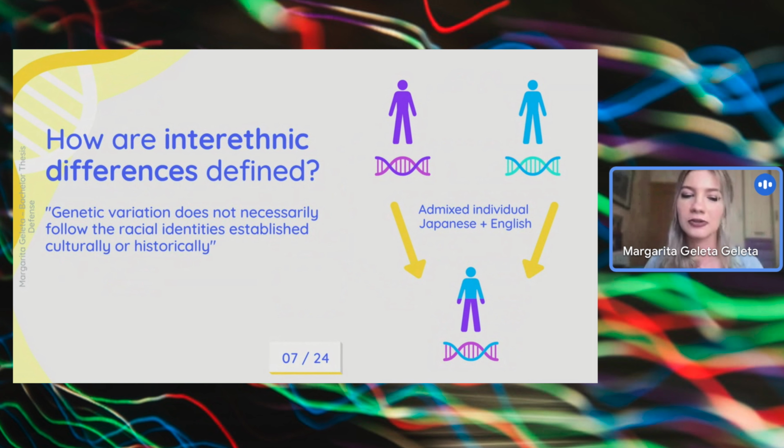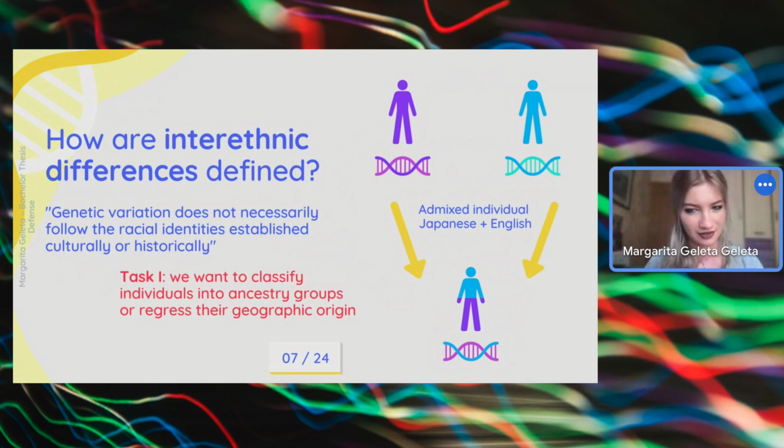We cannot stick to racial identities. We have to have a precise definition of the genetic variation. That's why the first task of the project is to classify individuals into natural, not culturally established, ancestry groups, or regressing their geographic origin.